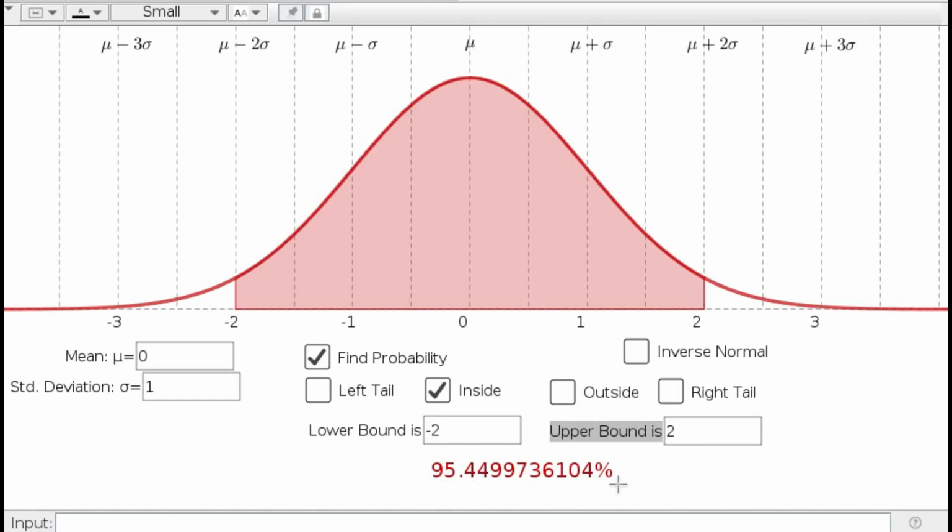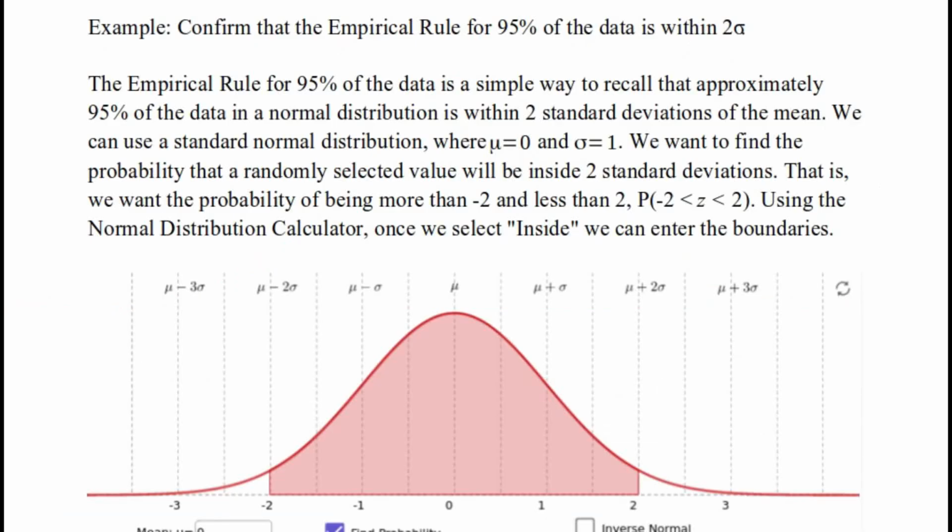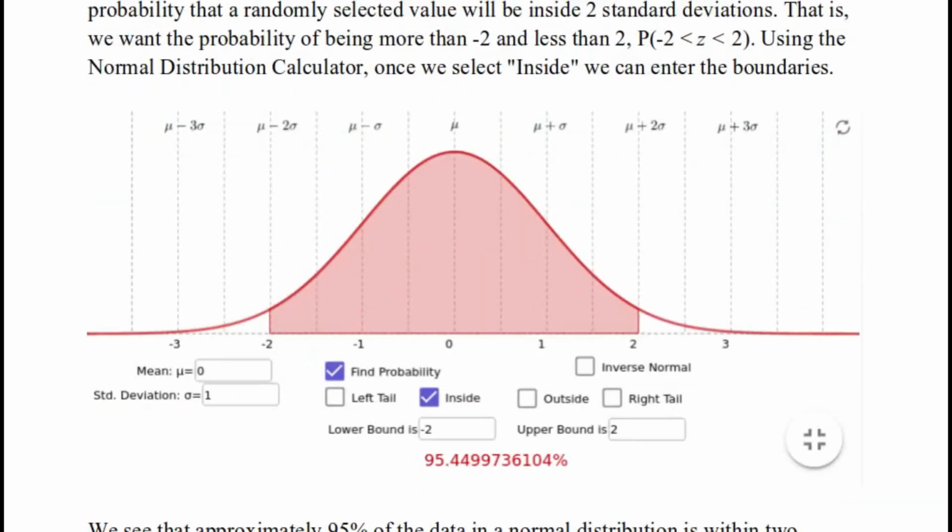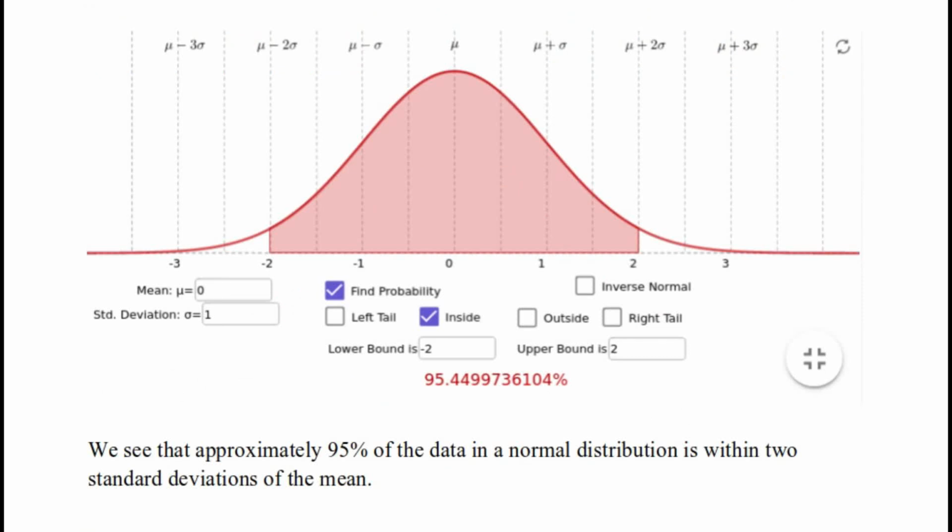And when we do that, we find 95.45% of the data, really close to 95% of the data in a normal distribution, is captured between -2 and +2. That is, -2 is 2 standard deviations below the mean, +2 is 2 standard deviations above the mean. And of course we were still using inside, but now we were finding a probability. We see that approximately 95% of the data in a normal distribution is within 2 standard deviations of the mean. In fact, we did that 2 different ways.